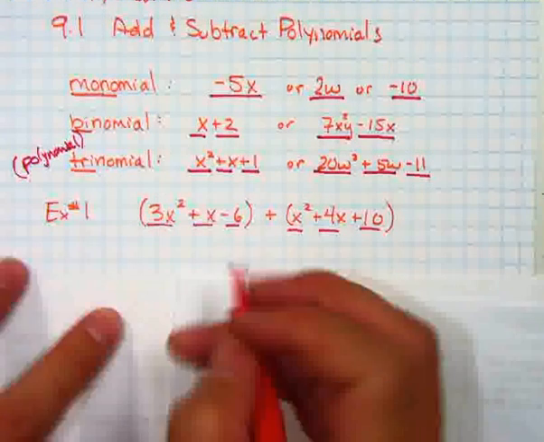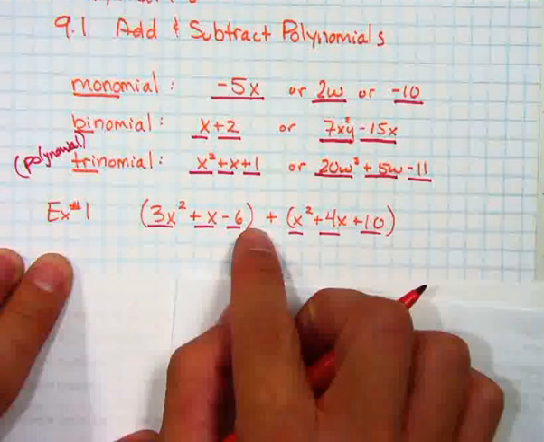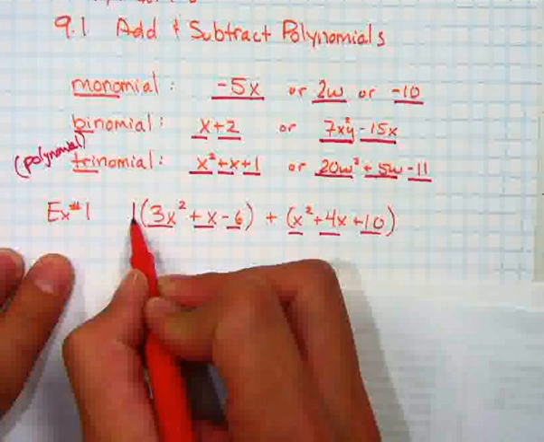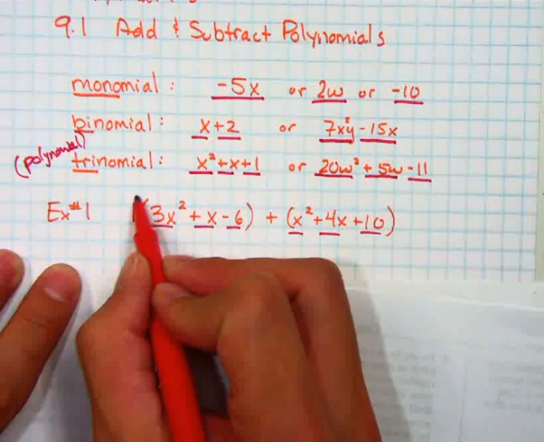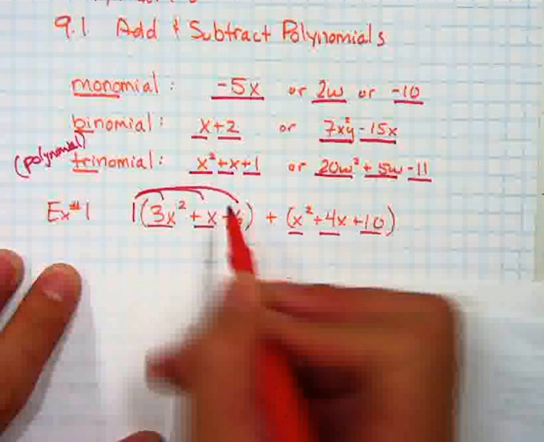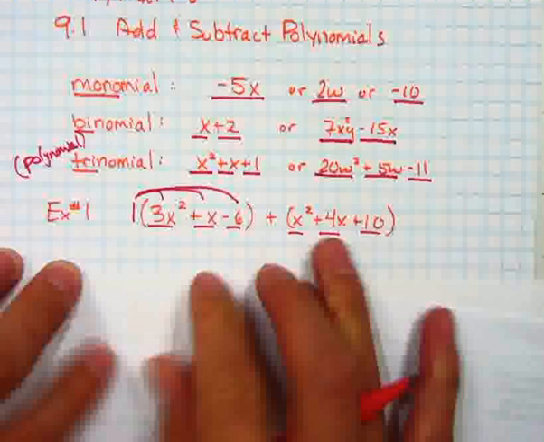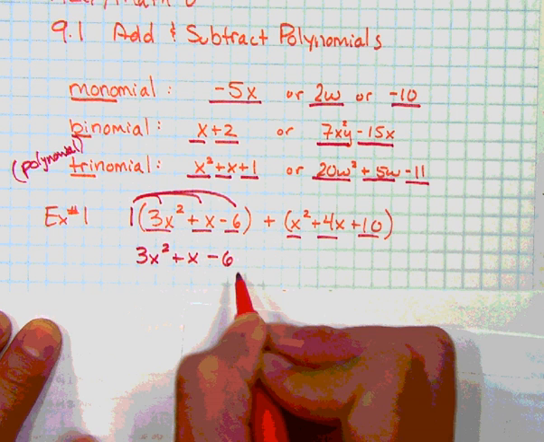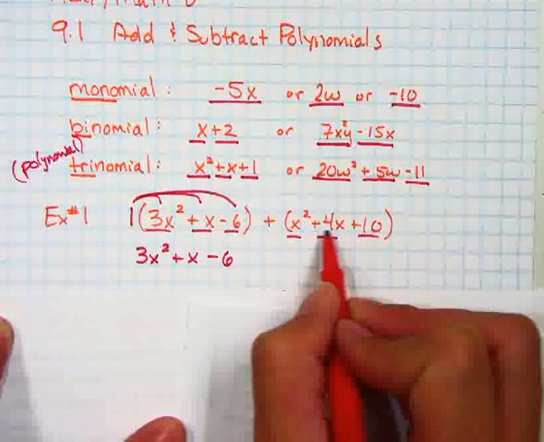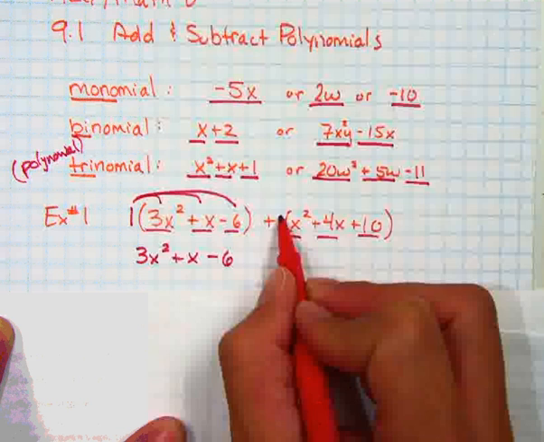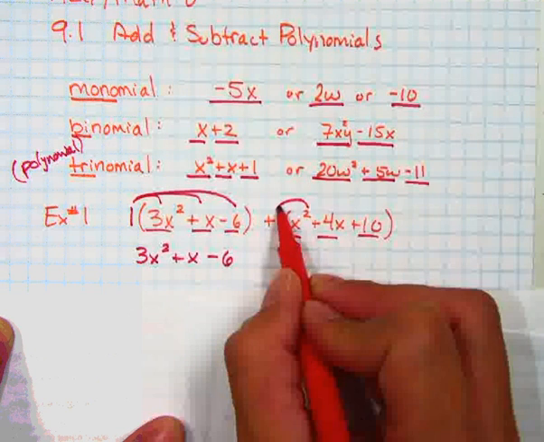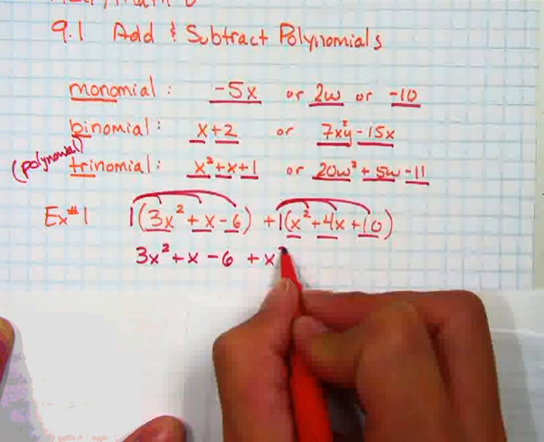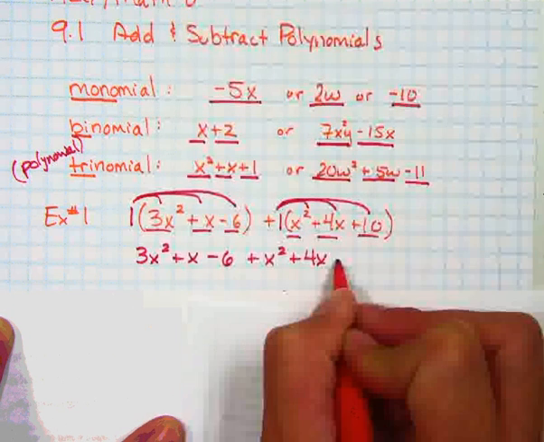So the next thing I do is take care of my parentheses. I look out front. What's out front? I don't see anything, so there really is a 1. So it's asking me for one of these, one of those, and one of those. Well, that's easy. I'm going to write it without parentheses. So 3x squared, positive x, negative 6. Same thing over here. Inside the parentheses, I cannot combine those terms. There's this 1 out front, so I want one of those, and one of those. No problem. Here's one of those, one of the 4x's, and 10.